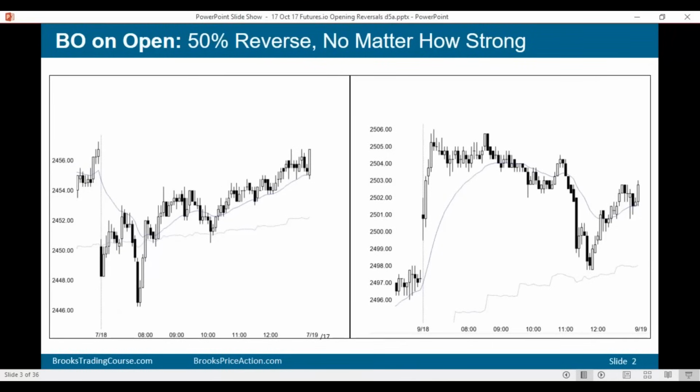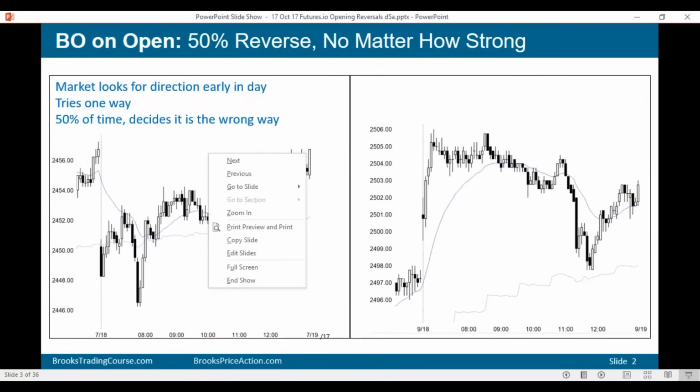Here are two charts. Again, the market on every day usually has some kind of a strong move up or down on the open, and it looks convincing. I'm not sure that it's going to allow me to do the laser pointer, so I'll do it manually. Anyway, you can see a very strong bear breakout here, and as strong as it was, it led to a reversal up. And here's the opposite. We gap up and we rally strongly on the open, and no matter how strong the breakout is, there's a 50% chance that instead of leading to a continuation up, you'll get a reversal down.